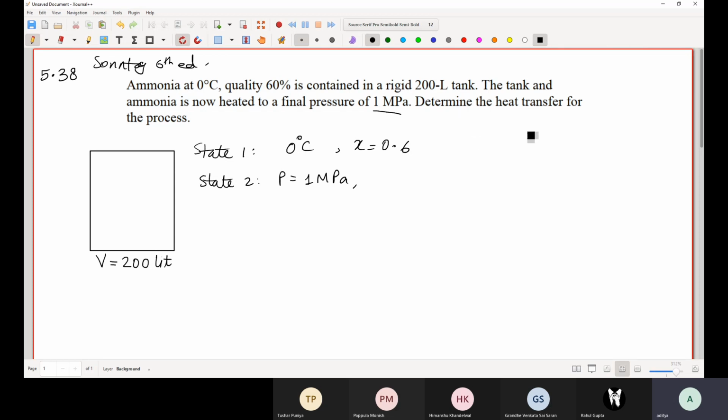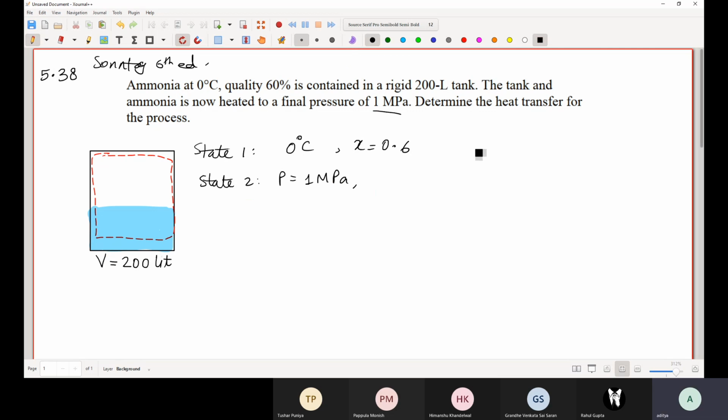So let's draw the control volume first. We will draw the control mass. This is the control mass. All of the ammonia inside is the control mass. Let me just draw ammonia as this. Okay, all the blue thing is the control mass. Don't be confused by the dotted line not going all the way, but it does.